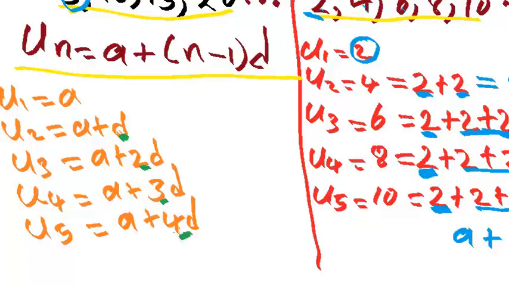So basically, here is counting. When we have u5, then we have 4d. When we have u4, then we have 3d. When we have u3, then we have 2d.